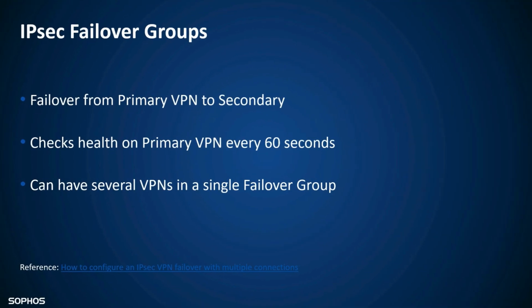In the XG Firewall, we also have IPsec failover groups. This is where we can fail over from a primary to secondary when the VPN goes down. The XG Firewall will periodically check every 60 seconds to see if the primary VPN is back online. Then you can fail back over to the primary VPN, as it is the chosen one.